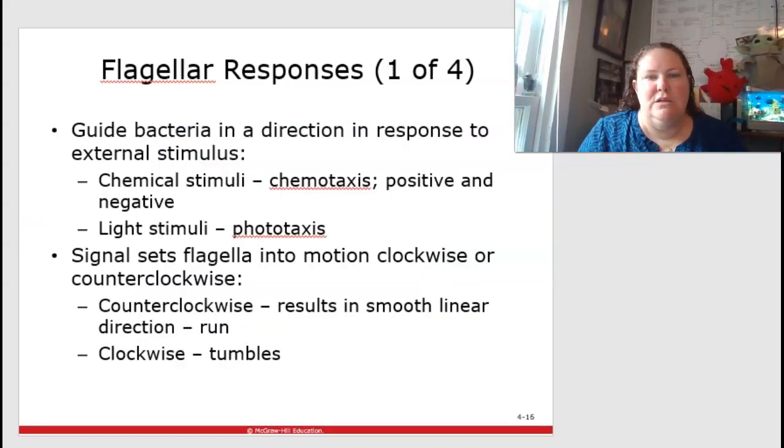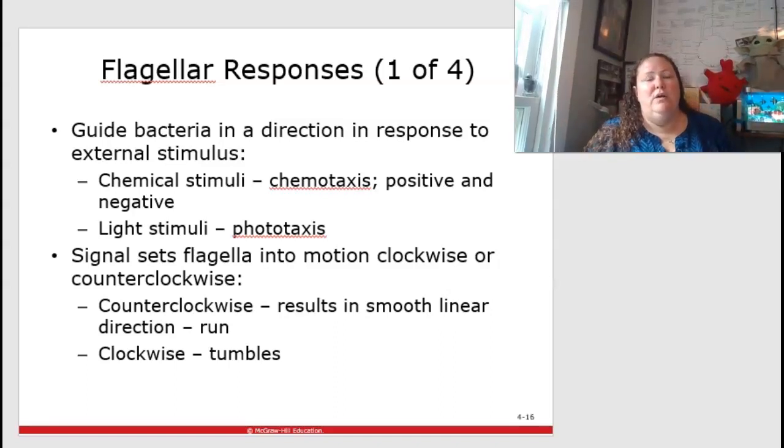We also have different flagellar responses, and this is where we can guide the bacteria in a direction in response to external stimulus, right? And so this would be a chemical stimuli, and this would stimulate chemotaxis, chemo meaning chemical, taxis meaning movement. And this would be both a positive and a negative. So it can move towards a chemical stimuli because it's a good thing, or it can move against it because it's a bad thing. So that would be the negative. You also have light stimuli, and a keyword for light would be photo, right? Photosynthesis, we're using light to generate energy. So phototaxis is photo, light, taxis, movement. So that's light movement or light stimuli.